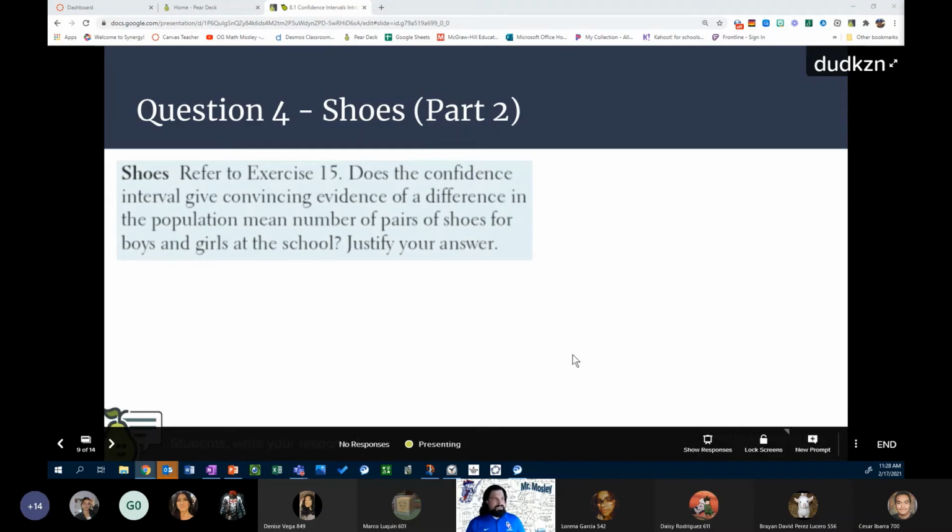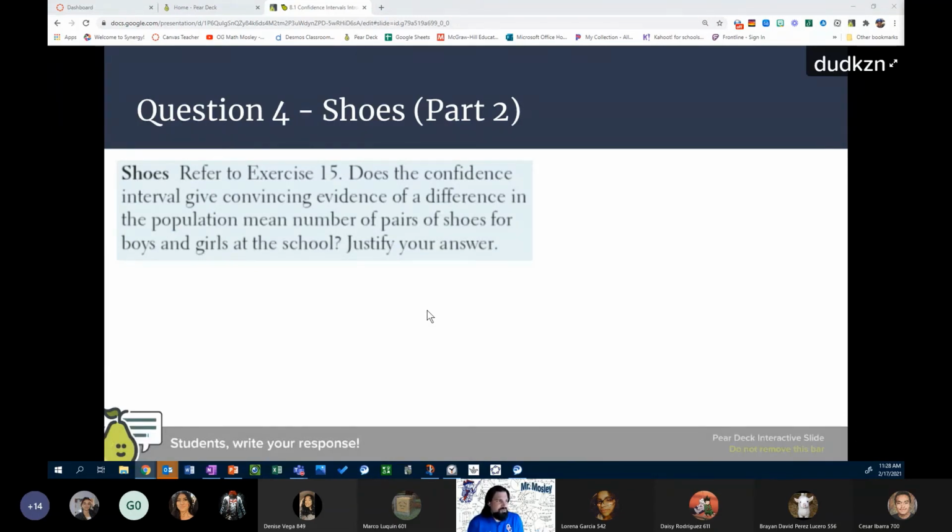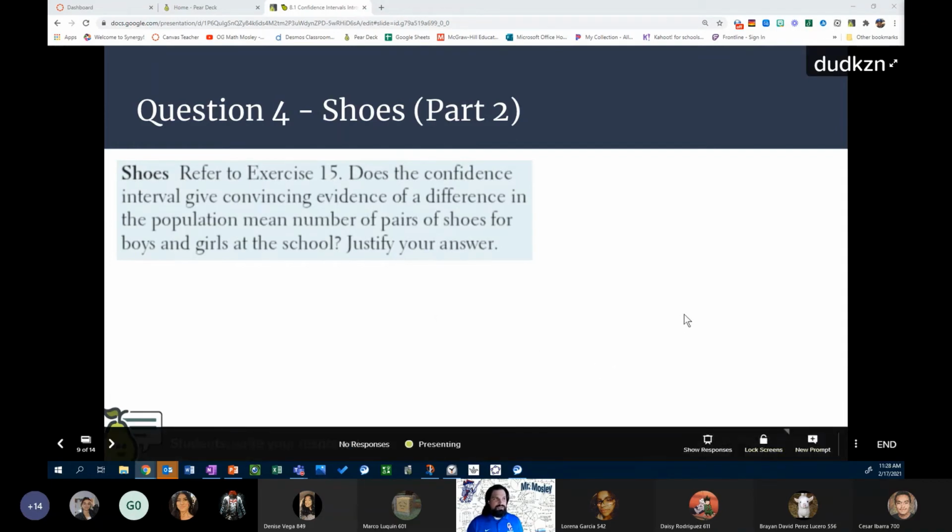This is also about the same context. We're adding to this question. Does the confidence interval give convincing evidence of a difference in the population mean number of pairs of shoes for boys and girls at the school? So does the interval that we saw in the previous question give us evidence that there is a difference between the average number of pairs of shoes owned by boys and girls? Okay, so that's what we're answering. Does that interval give us evidence?